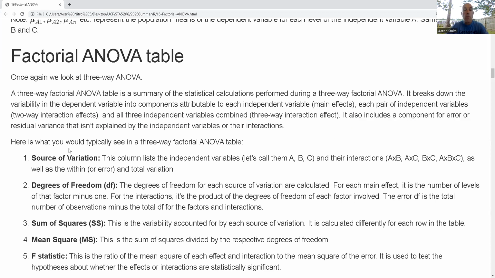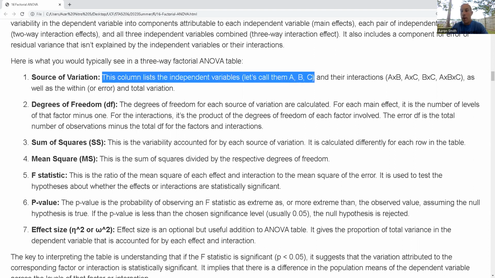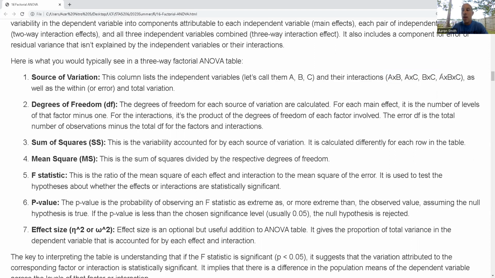Here is what we will typically see in a three-way ANOVA table. We have our source of variation, our degrees of freedom, our sum of squares, mean squares, F statistic, p-value, and effect size. All right, so source of variation. This column lists the independent variables, let's call them A, B, and C, and their interactions, so pairwise interactions and the highest order interaction, as well as the within or error and total variation.